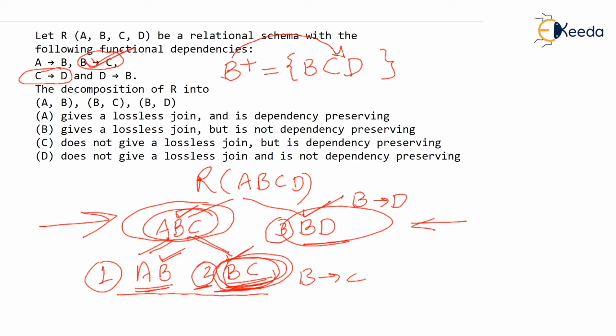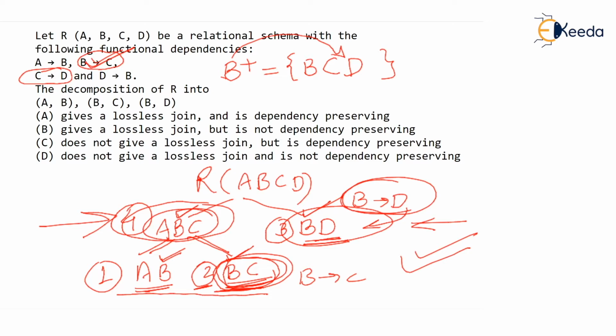That means B determines D is true for this table BD, and B is the candidate key in at least one of the two tables. ABC and BD are the two tables. Let's number this as 4. ABC and BD are the two tables. B is common and B is the candidate key in BD. So this entire thing is a lossless decomposition. I hope you have understood.